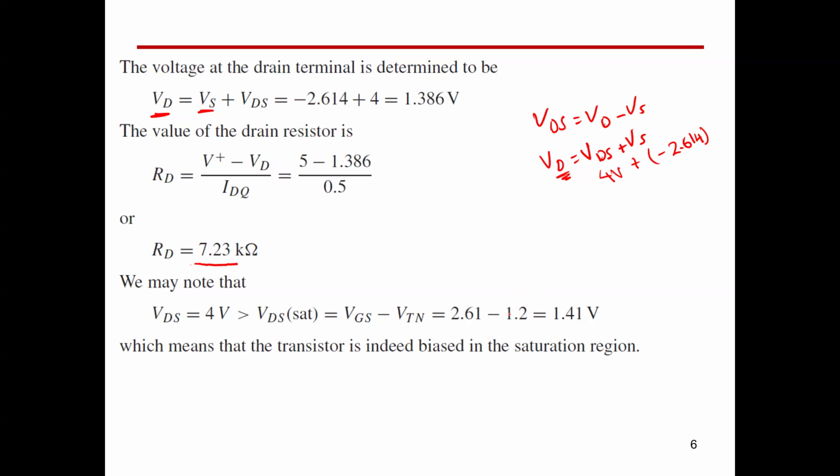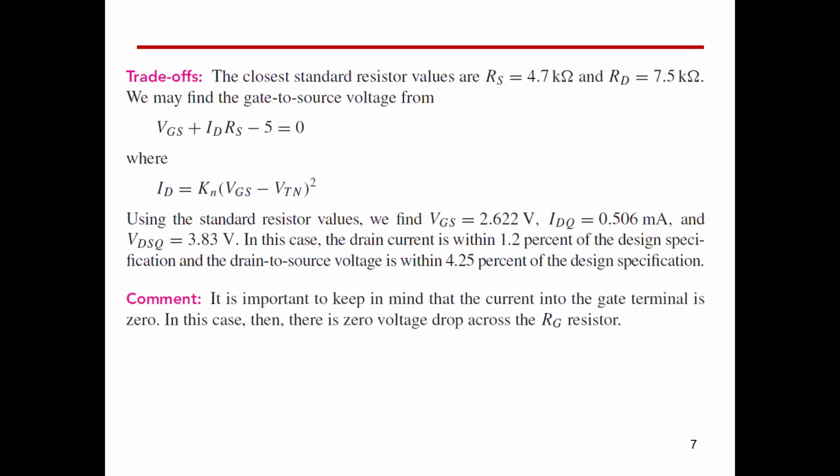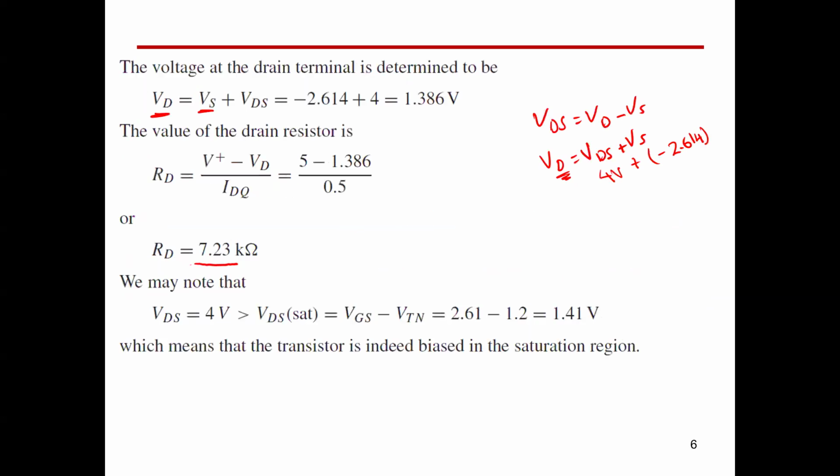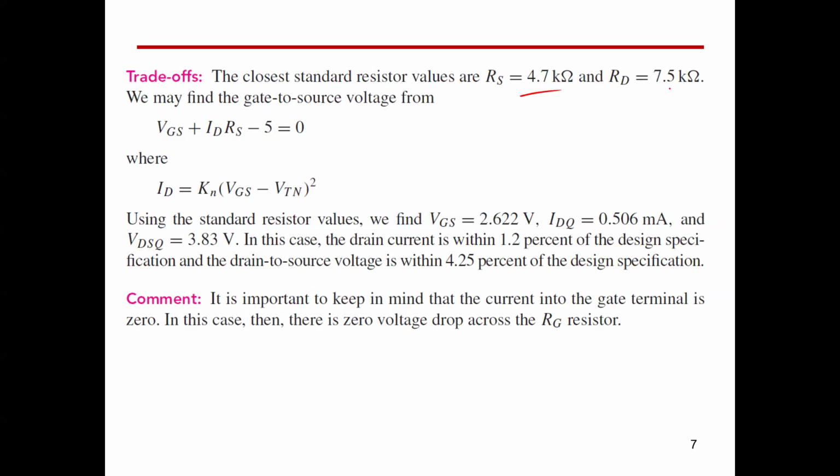Okay, so now we got the values of RD and RS, and these are the design requirements in this question. Trade-off: take care that the values we got may not be available in the market. So 4.77 does not exist in industry, but you can find 4.7 kilo. So 4.7 is available. And for the value of RD, 7.23 is not available, so you can find 7.5K.